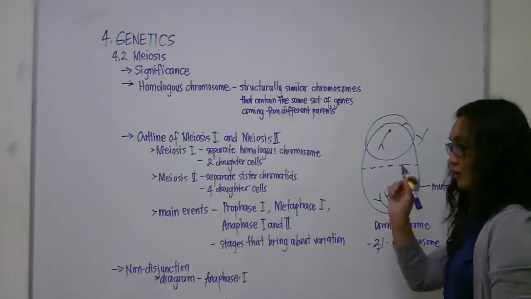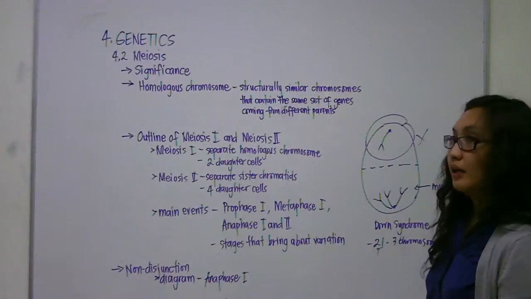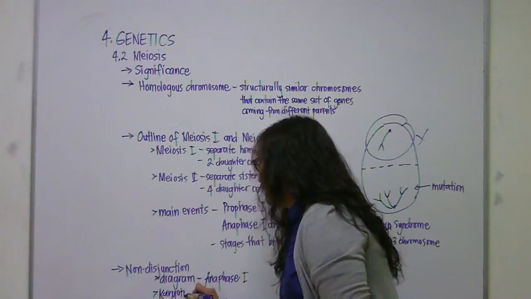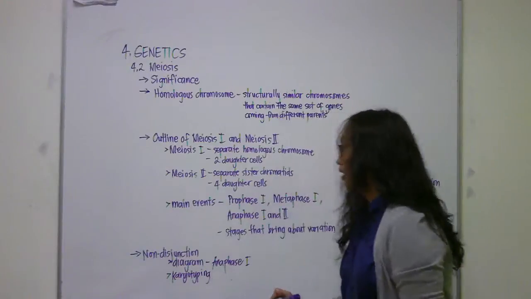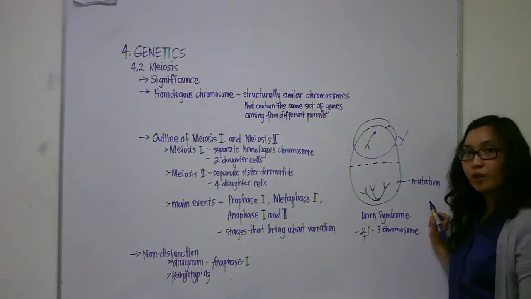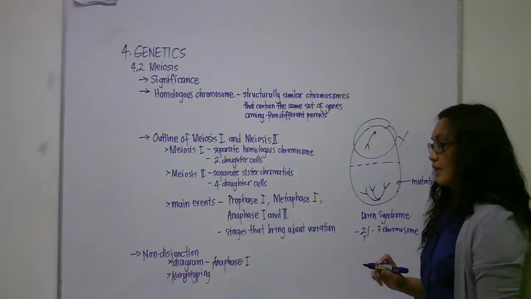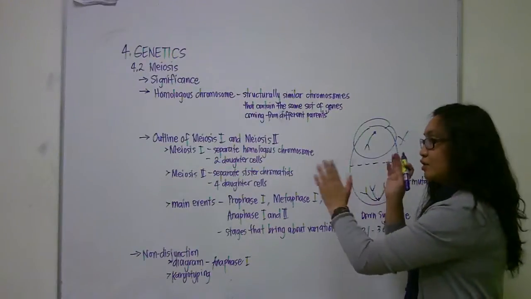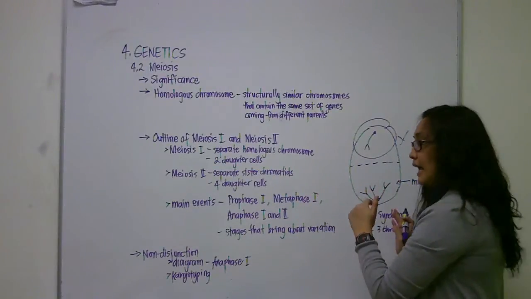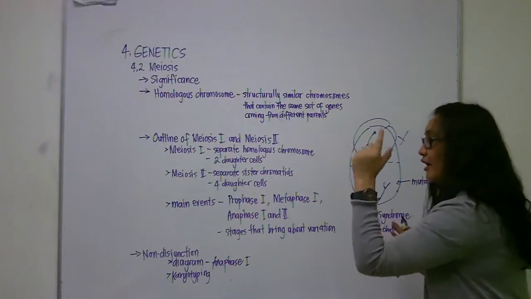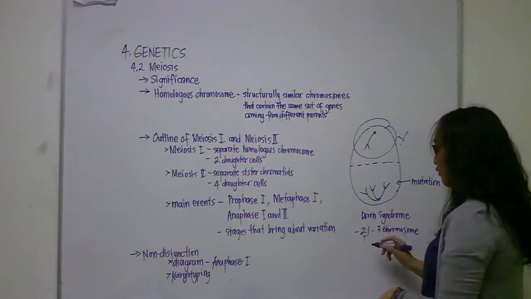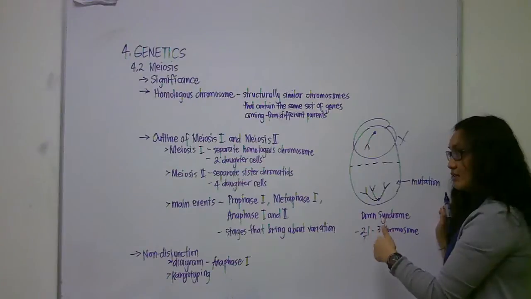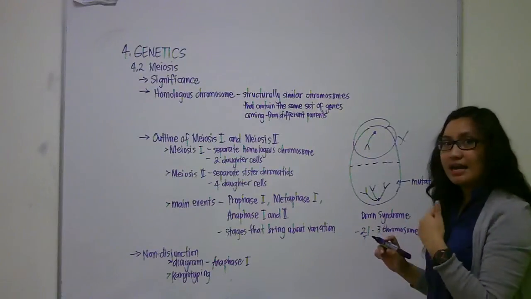We can also show non-disjunction in karyotyping. Karyotyping is basically a process of taking a photo of the whole set of chromosomes that is not undergoing cell division, of course, because in karyotyping we line up the chromosomes together according to size. Since they occur in pairs, we can see that on the 21st chromosome there are three chromosomes present, which indicates that this individual has Down syndrome.